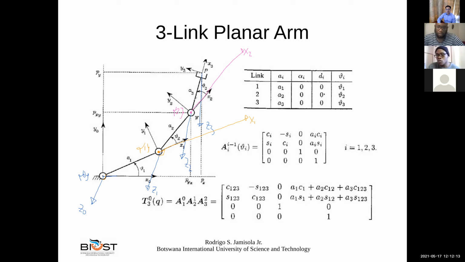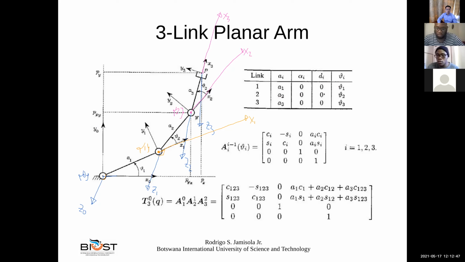Okay, so we said that our z3 will be coincident with the direction of the previous frame, that is z2. That is, the axis of frame 3 will be coincident with the axis of frame 2. So if we follow that convention, we say that x3 is here. Okay, again, we said that it is perpendicular. We have already checked this one before. It is perpendicular to both.